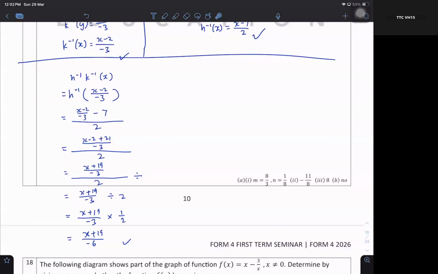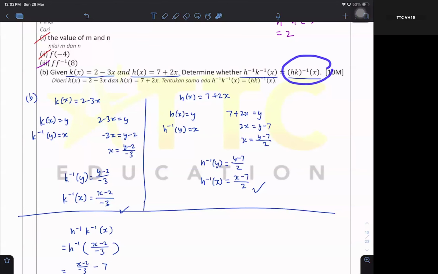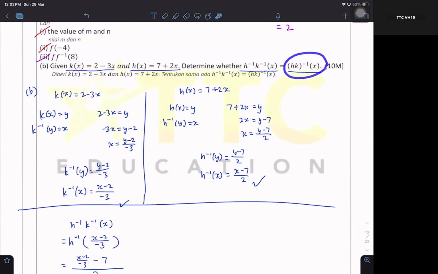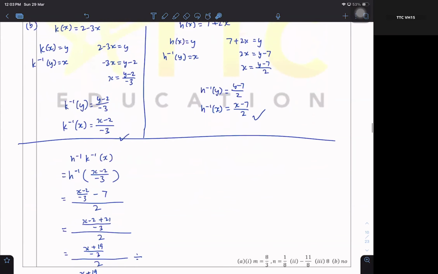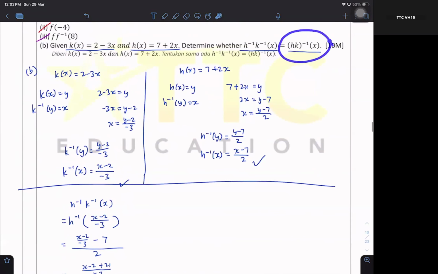Okay, not yet finished. Because we want to find out what this one is also, and then we want to see whether they are equal. We already know this H inverse K inverse. So now we need to go and find out what the other one is.